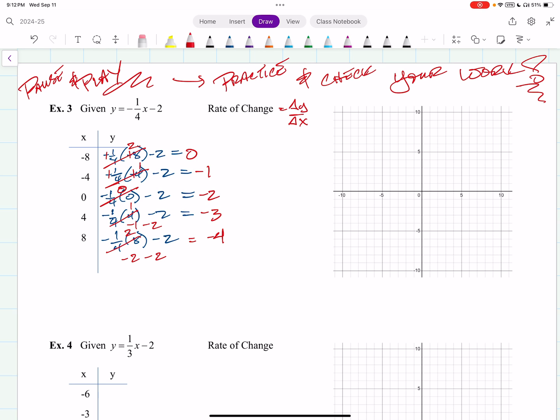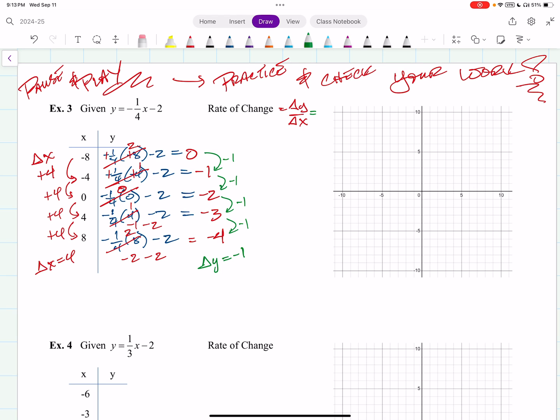From -8 to -4 you're adding 4, because you're going right on the number line. There's your delta x. From -4 to 0 is 4. From 0 to 4 is 4. From 4 to 8 is a change of 4. So delta x is equal to 4. We're adding 4 every time, guys. Now on this one, from 0 to -1 is -1. -1 minus 1 is -2, then -3, then -4. So delta y is -1.